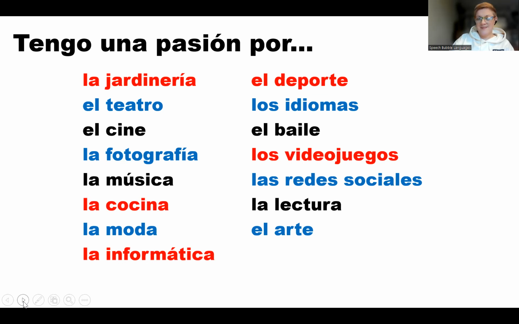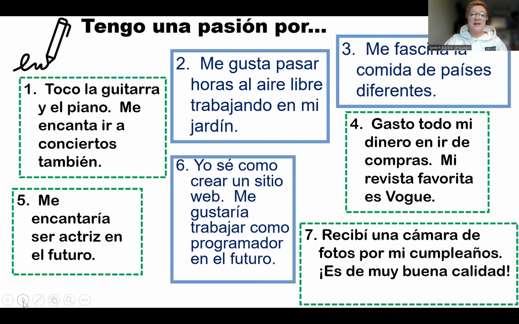What's it for? On our next screen, you'll see that we have some examples now of people chatting about the things that they like to do. For each of these, I want you to read them carefully and then write a sentence, tengo una pasión por, followed by the activity you think they have a passion about, going on what they're saying in each of those boxes. For example, number one, toco la guitarra y el piano. Me encanta ir a conciertos también. What sort of passion do you think that might be?